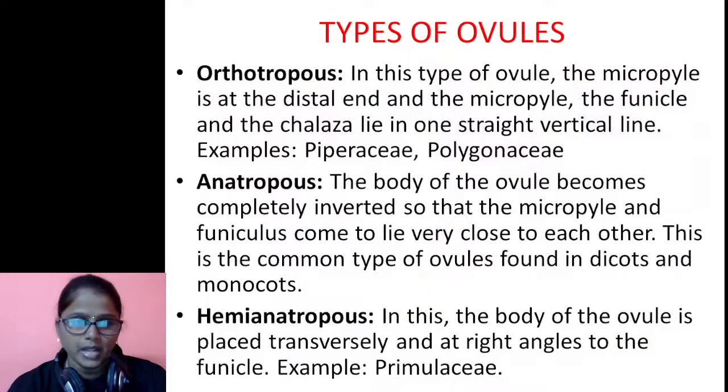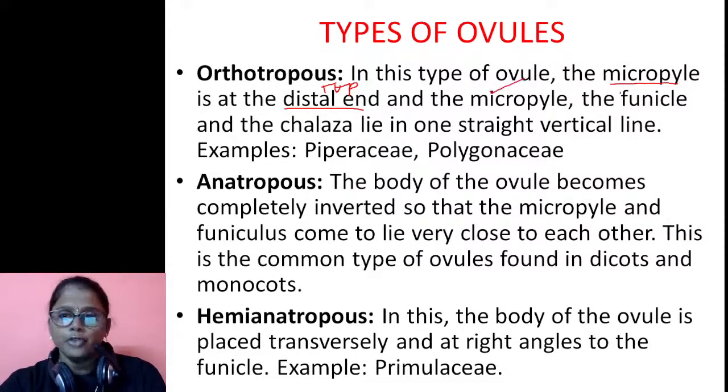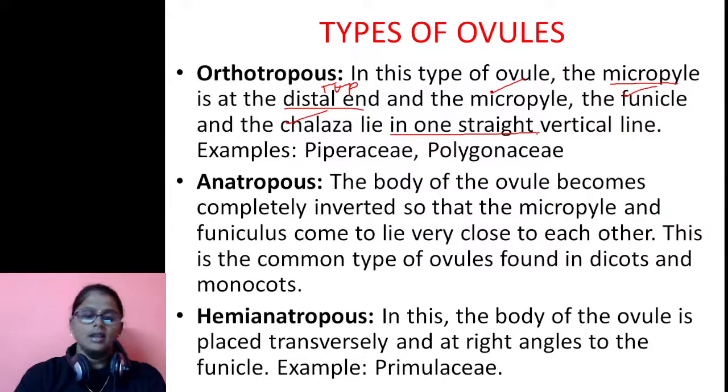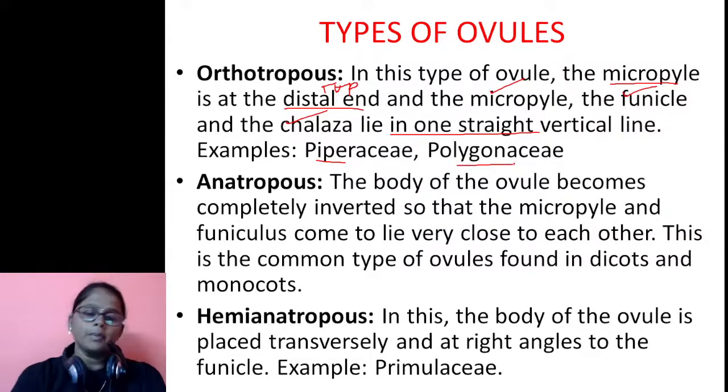Okay, so let me see here. Orthotropous. Can you able to see? Yeah. So this is a type of ovule where the micropyle is at the distal end. Distal means top. Okay. So the micropyle will be at the distal end, and the micropyle, funicle, chalaza all lie in one straight vertical line. So example for this type of ovule will be seen in the family of Piperaceae or Polygonaceae. Okay, Piperaceae or Polygonaceae. And the second type is called as anatropous.